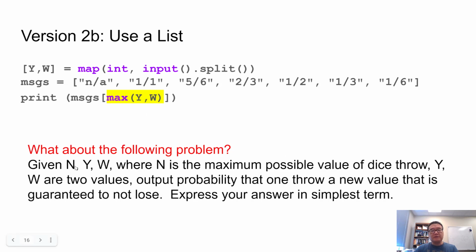So we are given the maximum possible value for a dice throw, and we are given 2 dice throw values, y and w, and we want to compute the probability that we throw a new value that is guaranteed not to lose. So it will be at least as large as the larger of y and w. So this is to generalize this problem from 6 to arbitrary n.